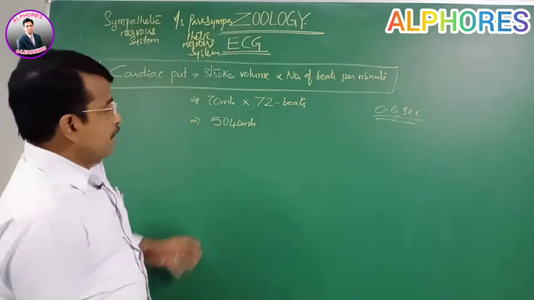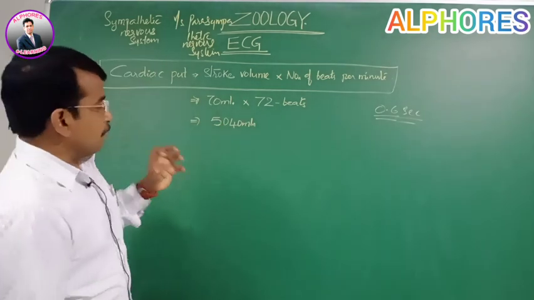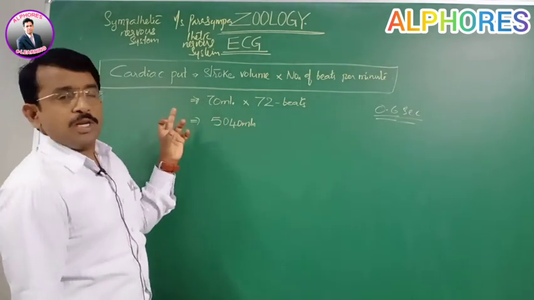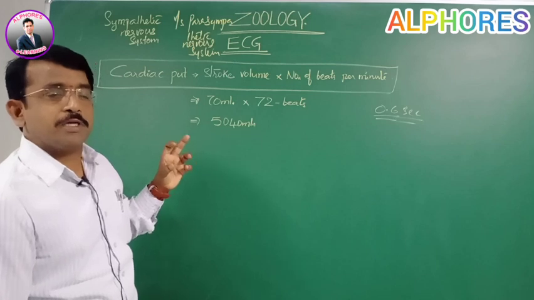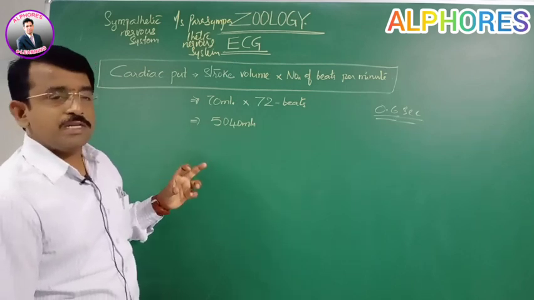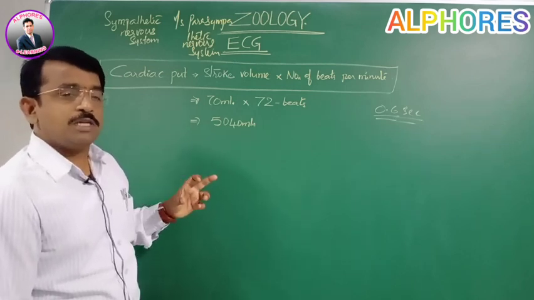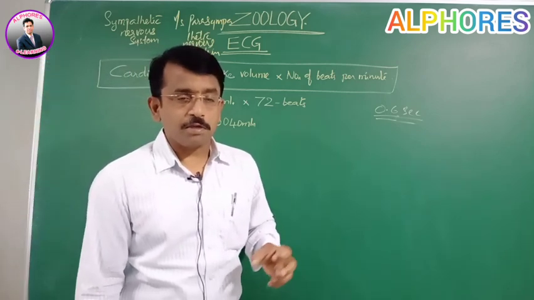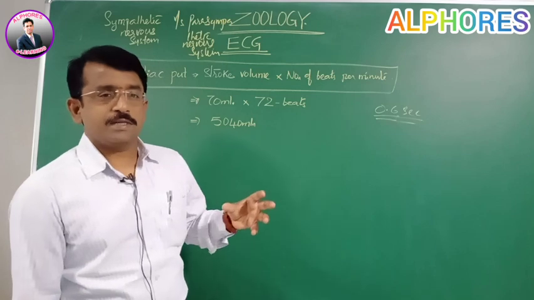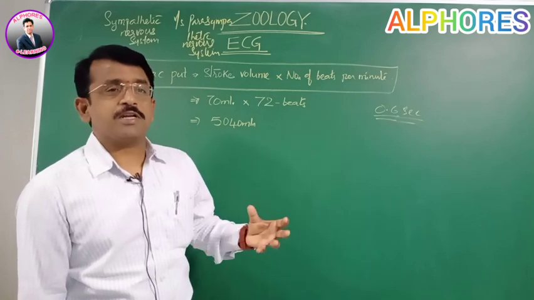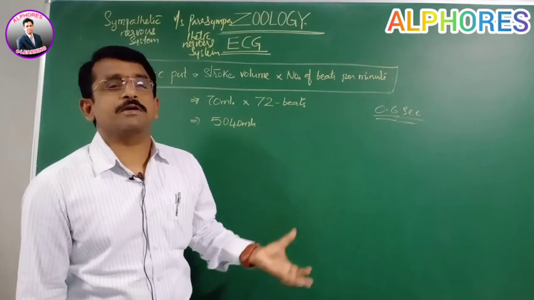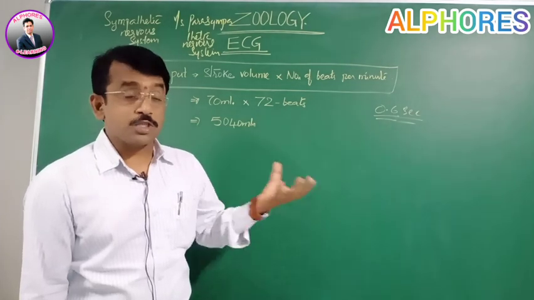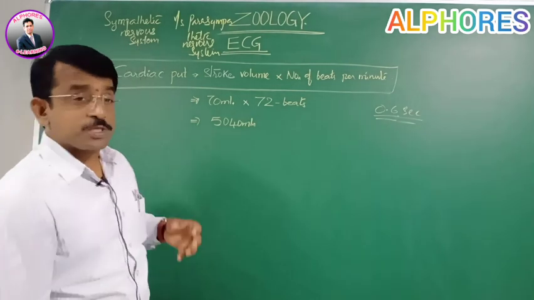Now, what we discussed is stroke volume. Human beings, particularly athletes, have an ability to alter their stroke volume and cardiac output. When somebody is exercising, definitely the number of beats increases. This is what we discuss.